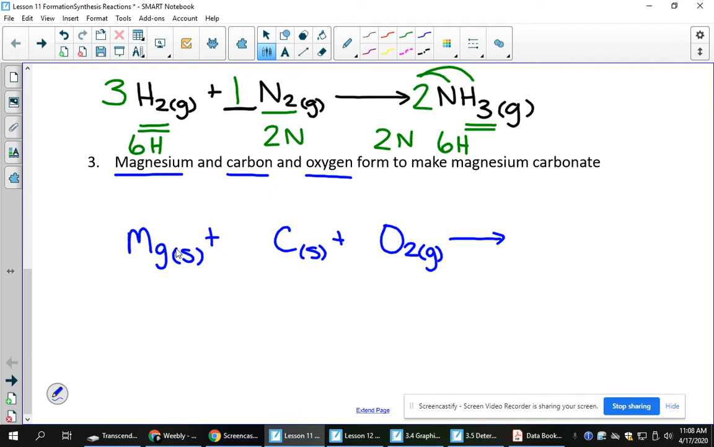All 3 of these are being put together in a lab, and what's coming out is magnesium carbonate. We've been naming ionic compounds for a long time now, so when you see this name, you should know, yep, that's an ionic compound. I need to balance the charges. So I'm going to put the charge of magnesium, and I'm going to look up the charge of carbonate because I don't remember.